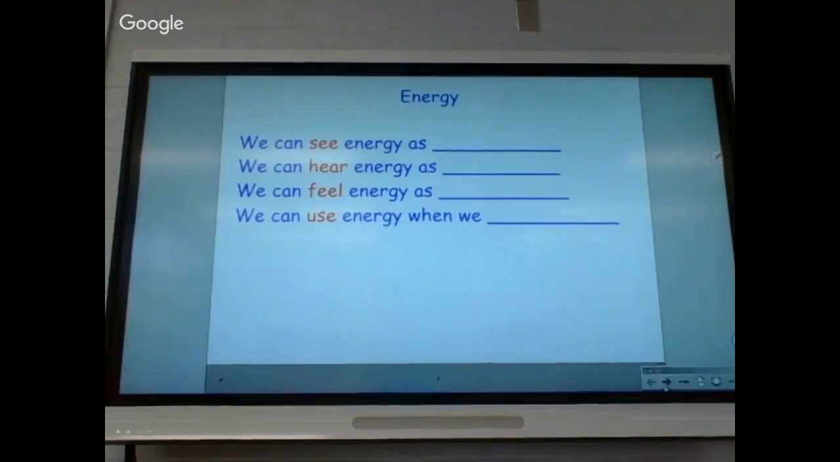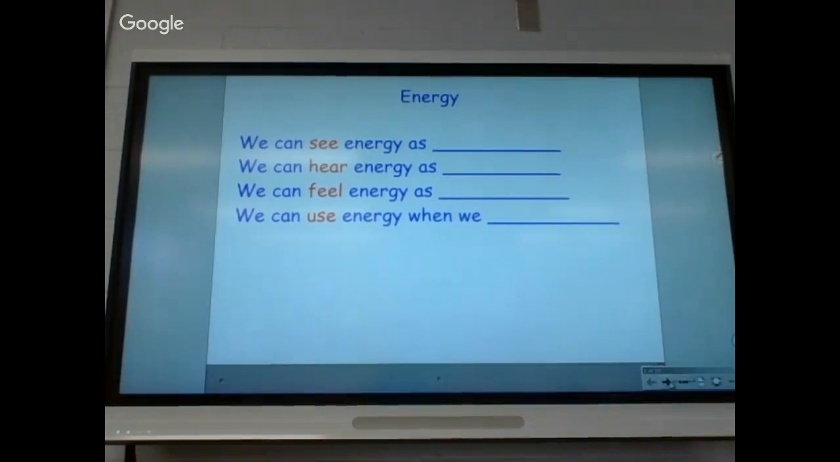All right. So on Friday, we talked about energy. We said we could see energy as what? And we could hear energy as, and we could feel energy as, and we could use energy as when we move.